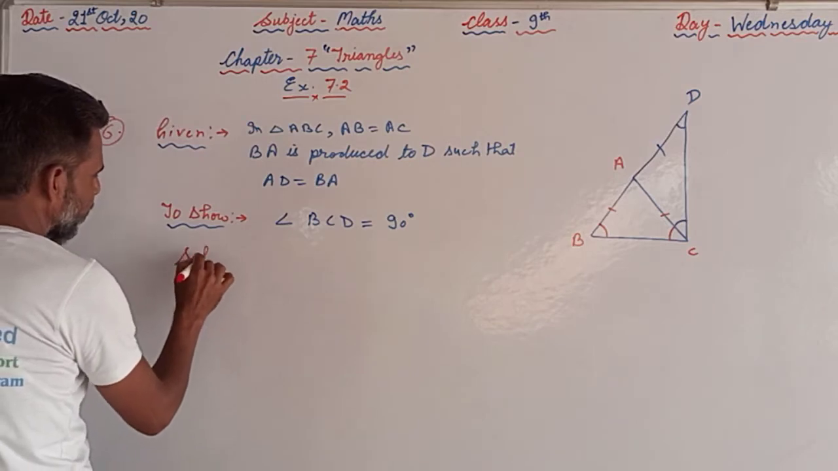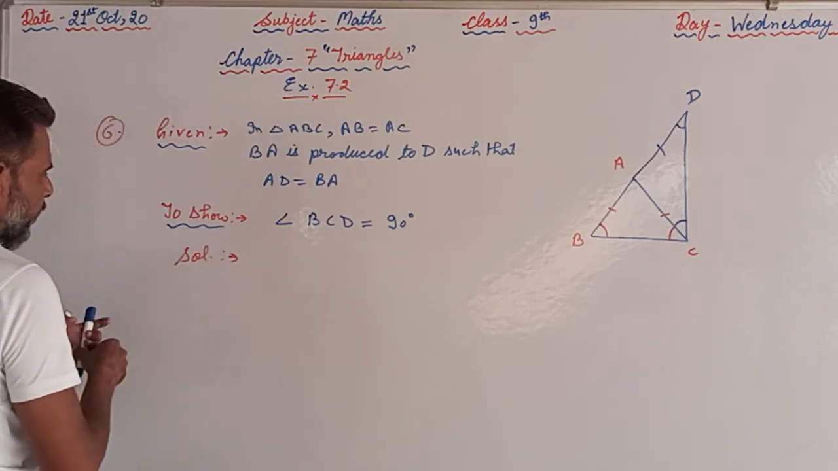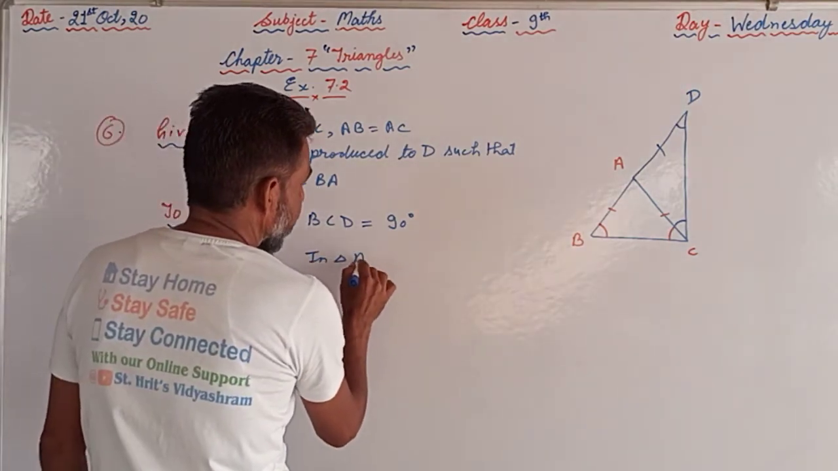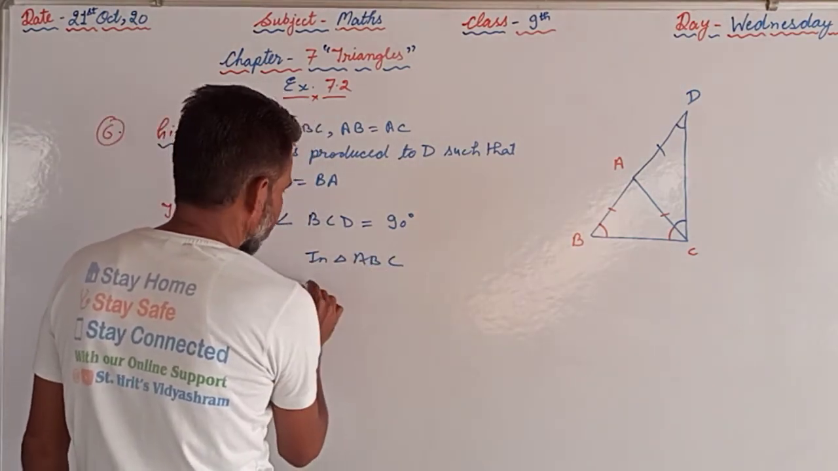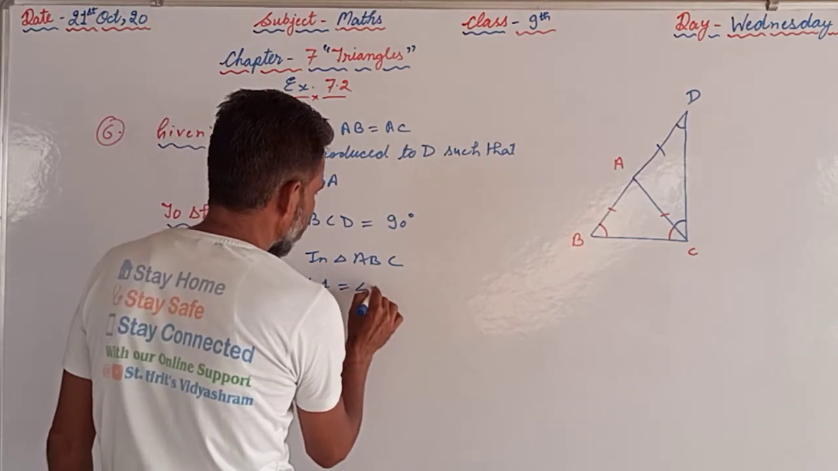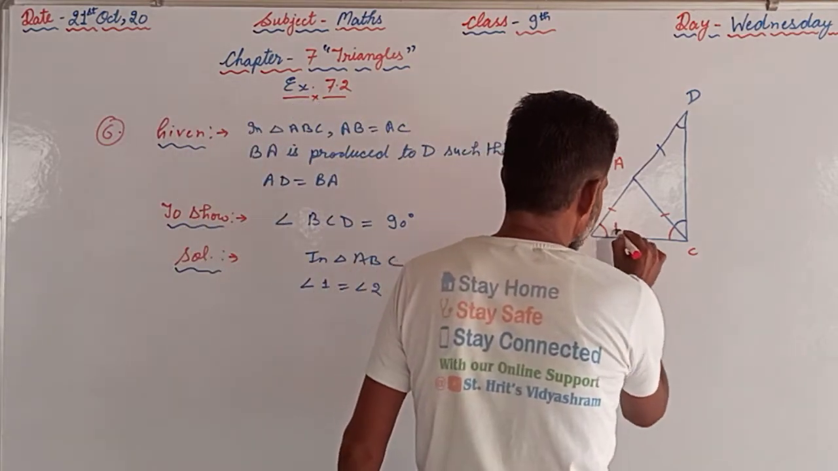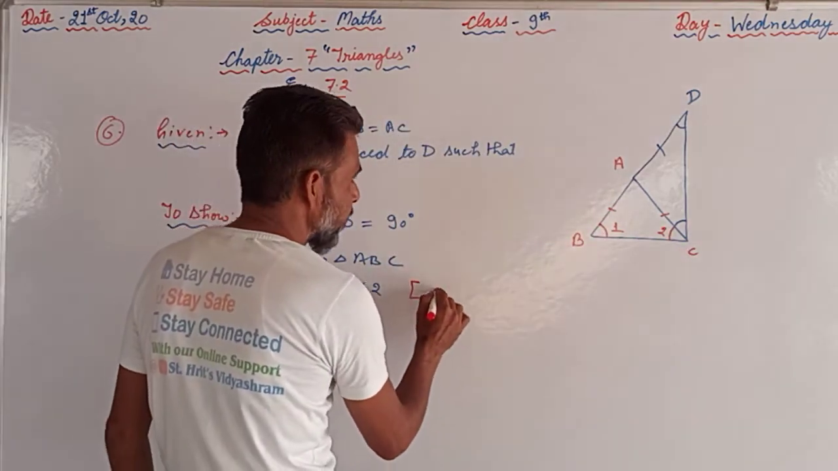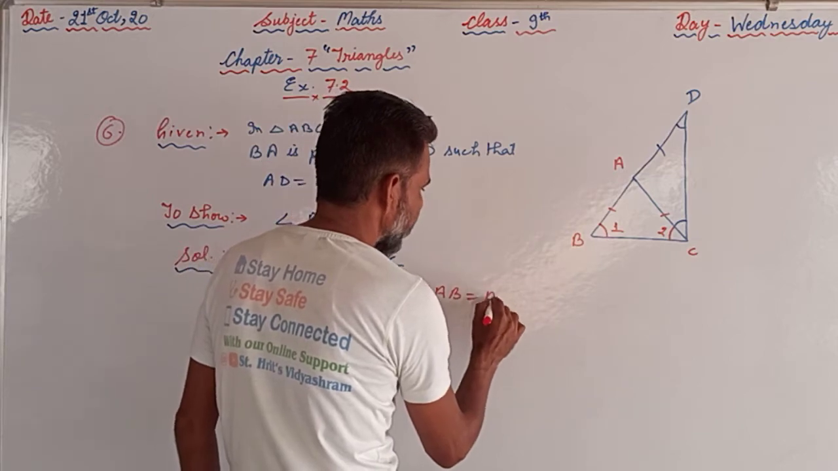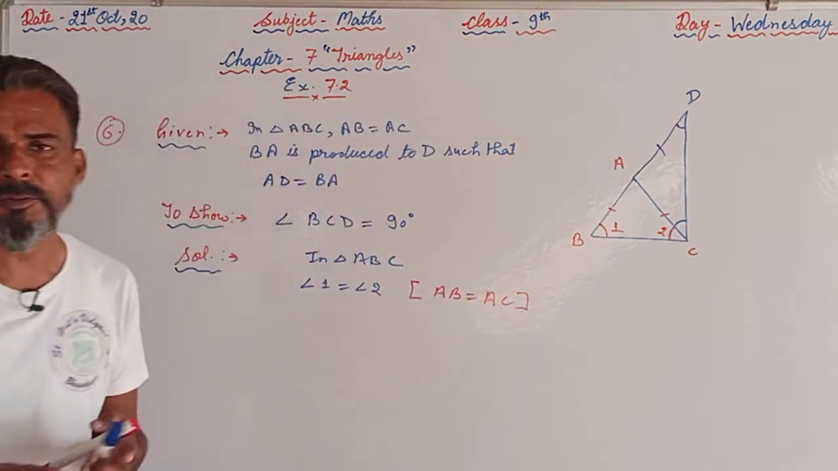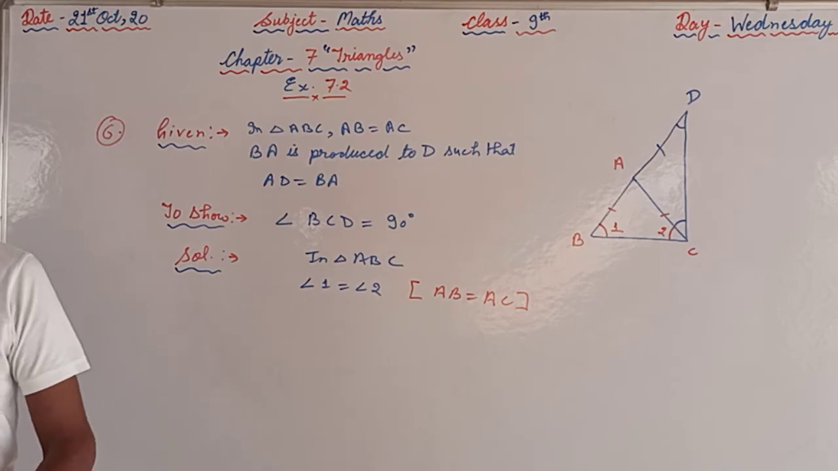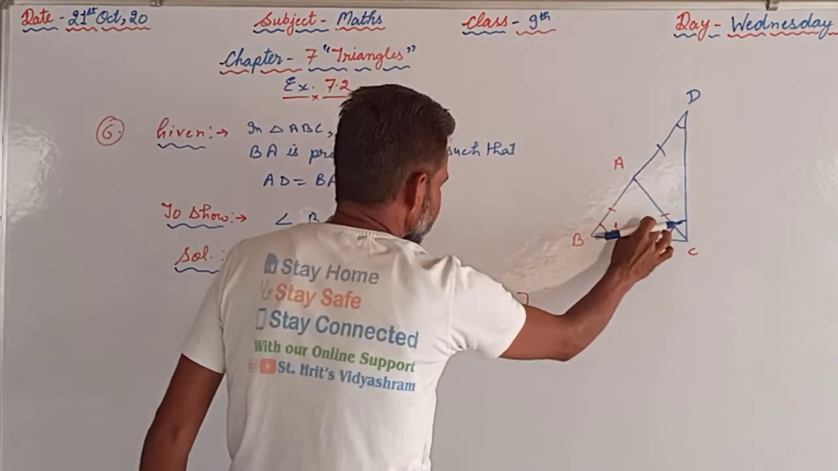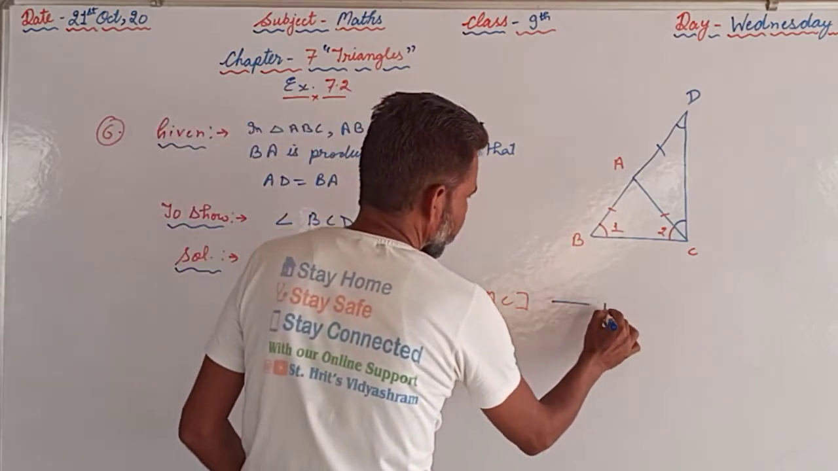Now we will write the solution for that. In triangle ABC, angle 1 is equal to angle 2. This is angle 1, this is angle 2. Why? The reason is that AB is equal to AC. If two sides of a triangle are equal, then the angles opposite to these equal sides will also be equal. So AB is equal to AC, that's why angle 1 is equal to angle 2. That is equation 1.